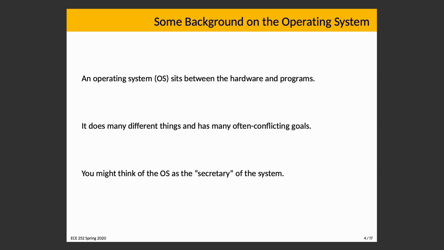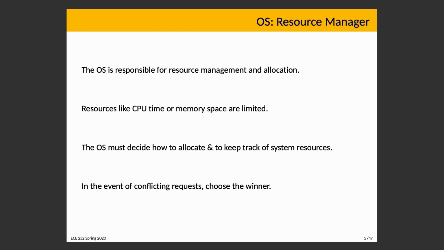Now, the operating system has a lot of responsibility in this. It sees to it that programs can operate efficiently and that they can get the resources that they need. The operating system is responsible for resource management and allocation because it's one of those things that could be done wrong if it's not well managed. Resources like CPU time or memory space are limited.